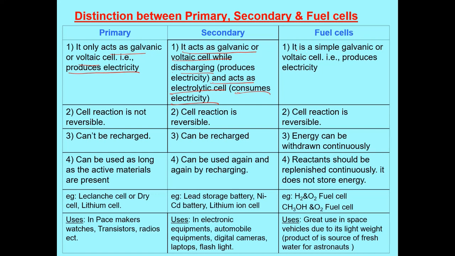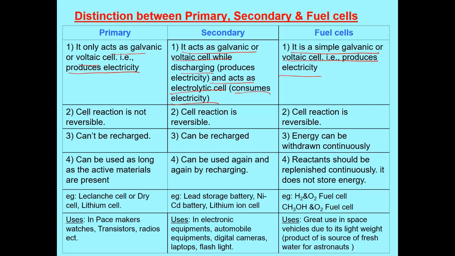Now, in case of fuel cell, it is a simple galvanic or voltaic cell, that is, it will only produce electricity. Why? Because this is not rechargeable. As long as you supply the fuel or the oxygen, it will be active in nature. The redox reaction will go on, and the electricity will be generated. So it is a simple galvanic or voltaic cell because it will only produce electricity.